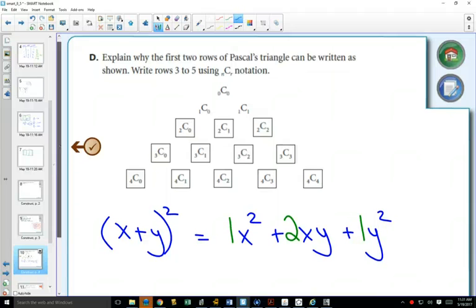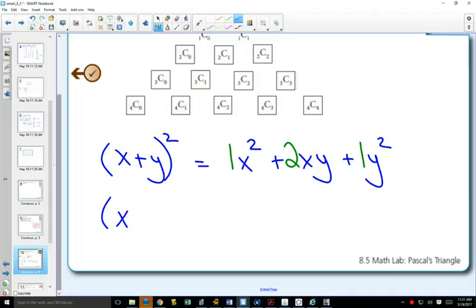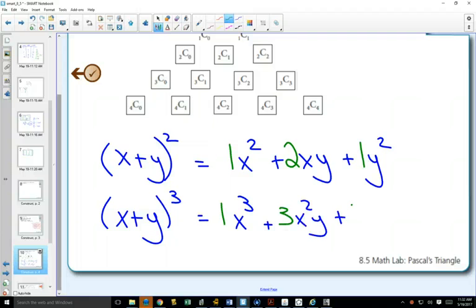So then you say to yourself, well, what would happen if I wanted to do x plus y cubed? Well, that would be x plus y times x plus y times x plus y, which would be x squared plus 2xy plus y squared times another x plus y. And what do we get? We get x cubed plus only 1x cubed, and then 3x squared y plus 3xy squared plus 1 y cubed.